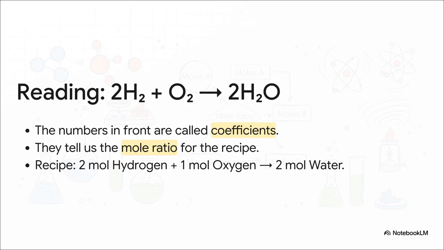Let's take a look at a super famous recipe, making water. See those big numbers out front? The 2 in front of the hydrogen and that invisible 1 in front of the oxygen? Those are called coefficients, and those coefficients tell us the exact mole ratio. So this recipe reads like this. You need 2 moles of hydrogen gas and 1 mole of oxygen gas to make 2 moles of water. That mole-to-mole ratio, that is the absolute heart and soul of every single calculation we're about to do.